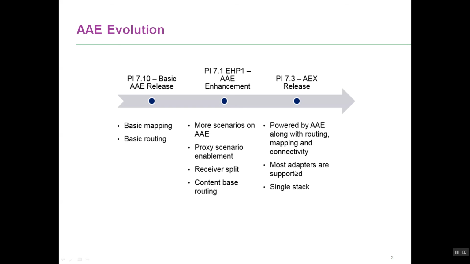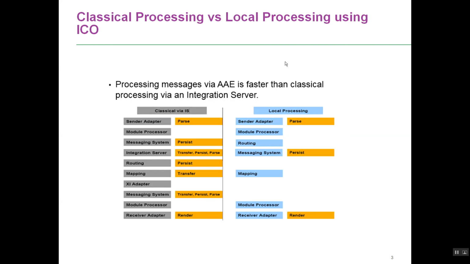So again, there were certain restrictions around where PI 7.3 could be used, where a single stack PI could be used, and so on. But from PI 7.31 onwards, all the functionalities of PI that were available on a dual stack are available on a single stack, except for one functionality, which is CC BPM. And remember, CC BPM is now replaced with NetWeaver BPM in a product called Process Orchestration. All right. So with that, let's move on to the next slide.